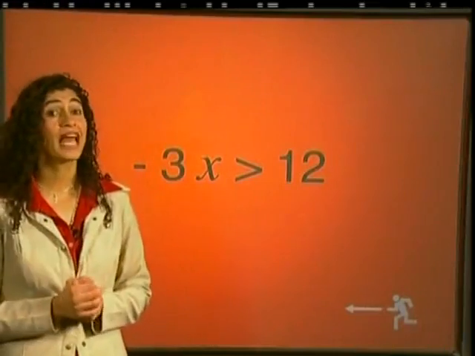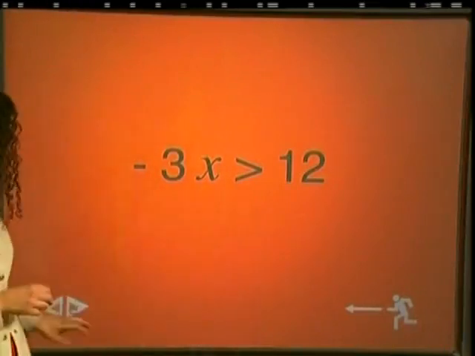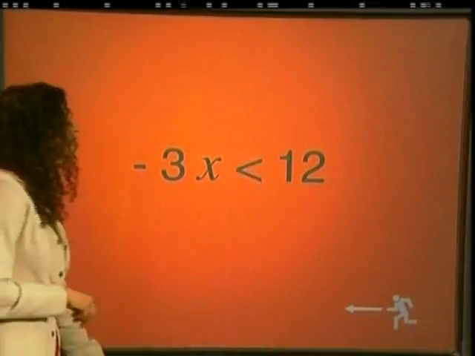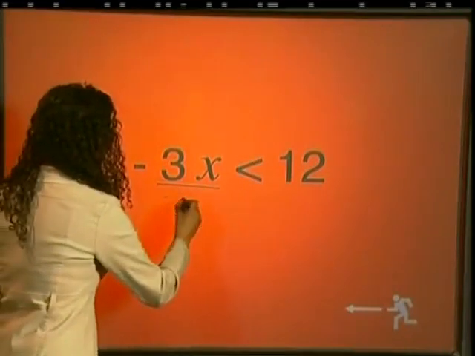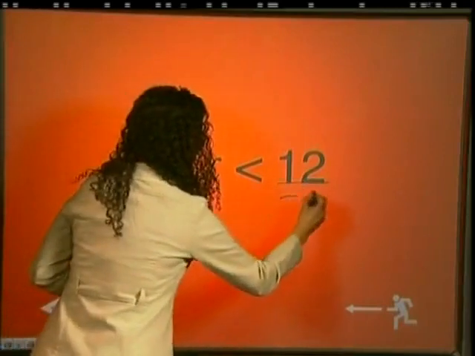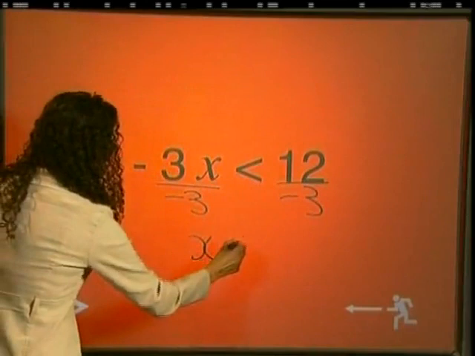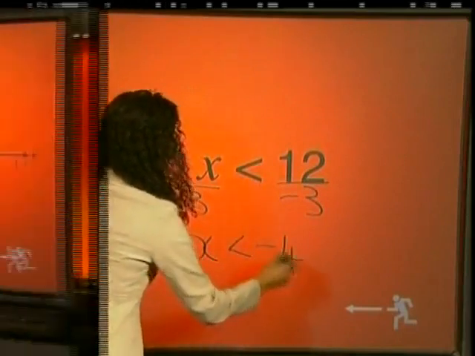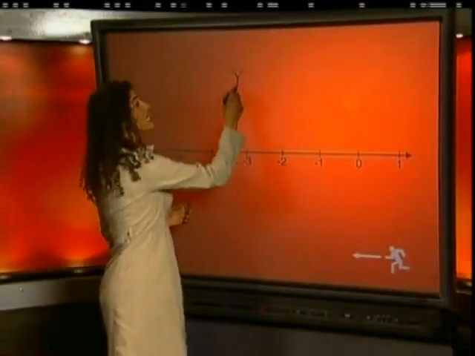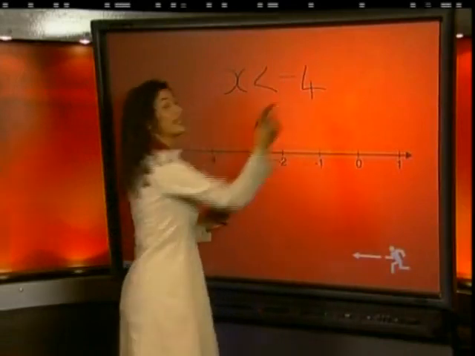Now, do you remember what happens when we divide by a negative? The inequality sign swaps around. So when we divide by minus 3, our inequality sign has swapped around and we end up with x being less than minus 4.